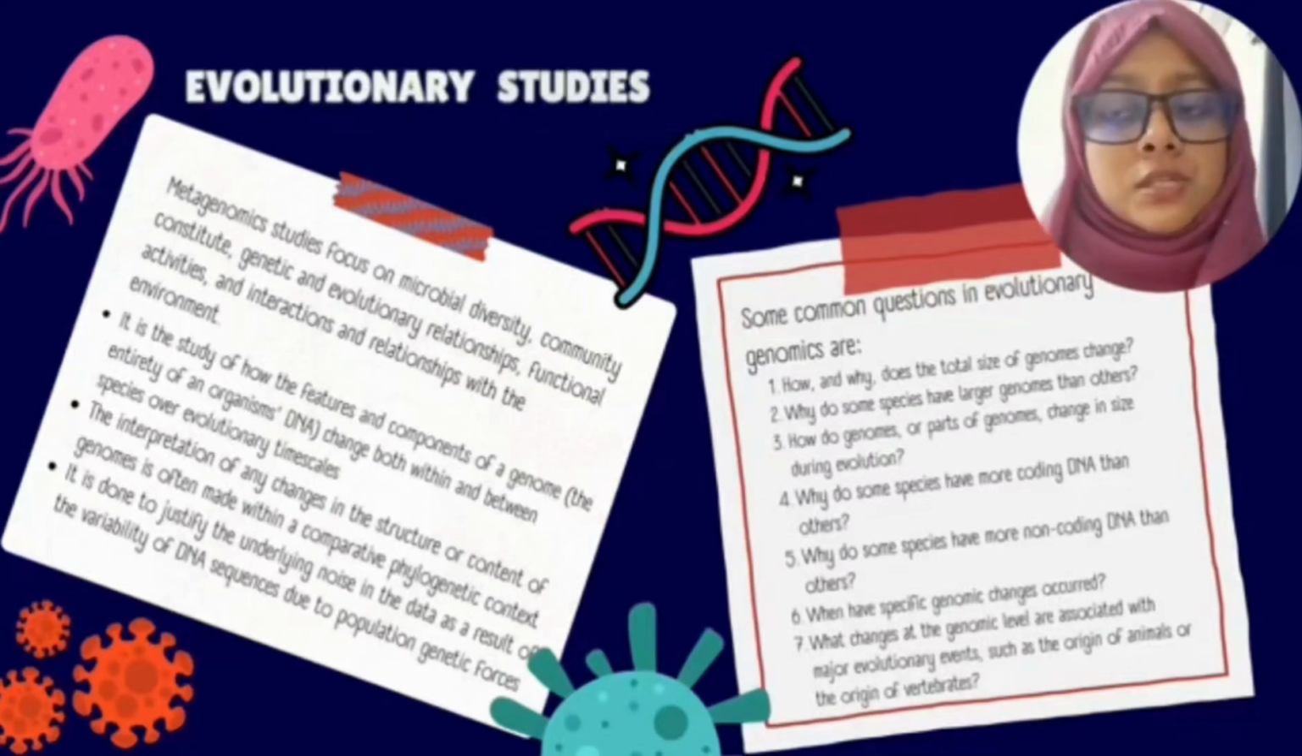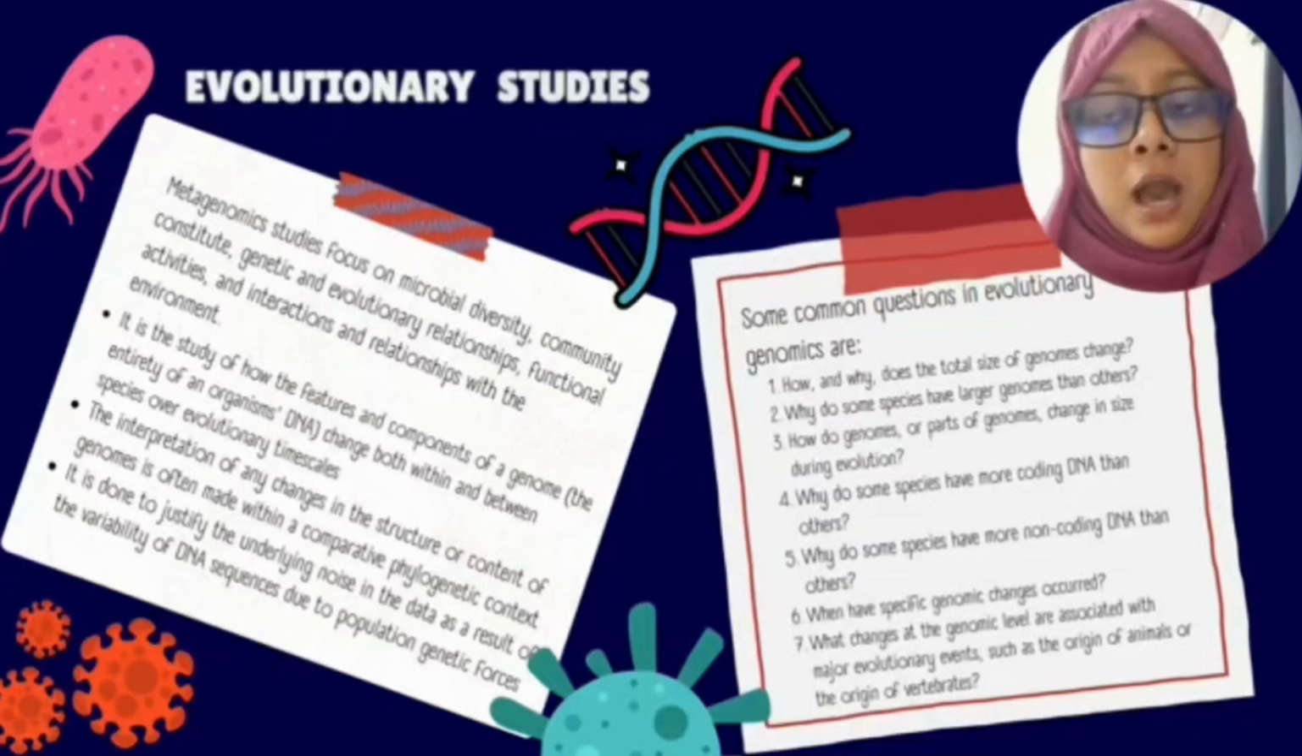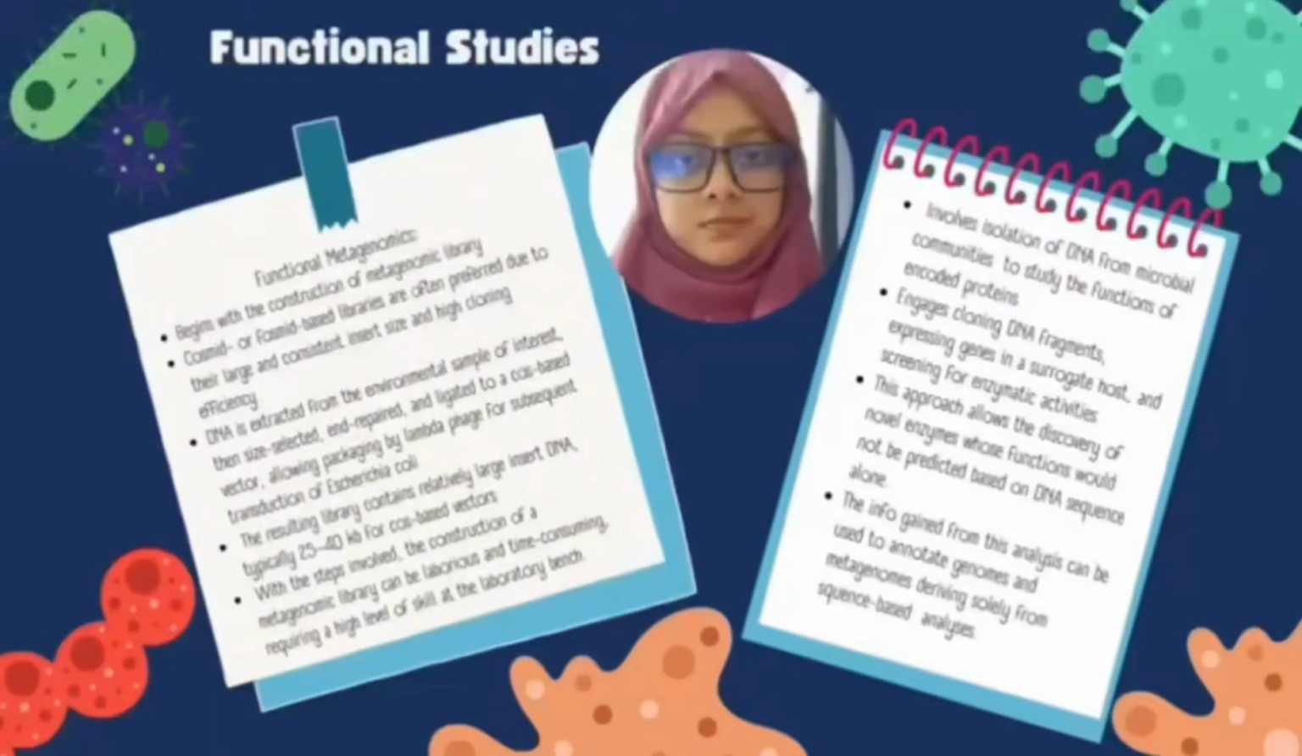Some common questions in evolutionary genomics are: how and why does the total size of genomes change? Why do some species have larger genomes than others? How do genomes or parts of genomes change in size during evolution? Why do some species have more coding DNA than others? And so on.